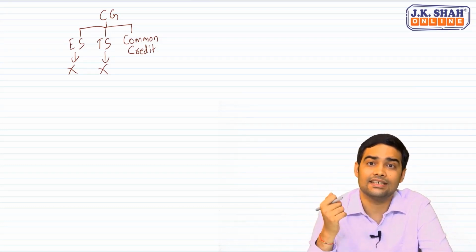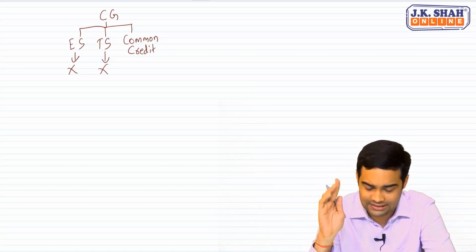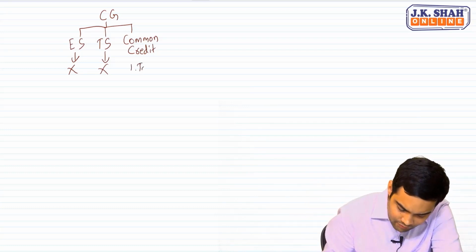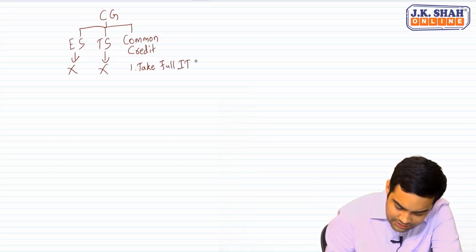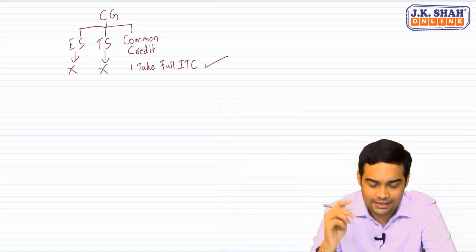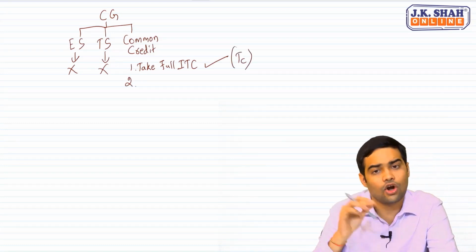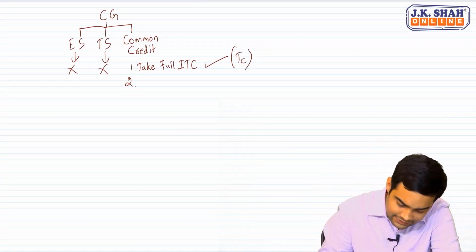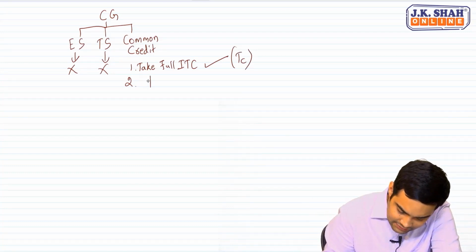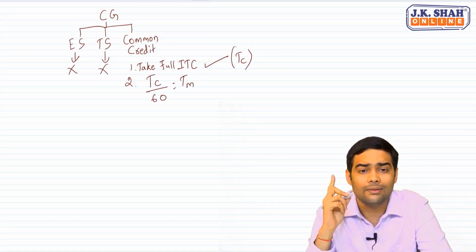In such cases, how much of ITC will you get? First, you can take full ITC in the month of purchase. Whenever you purchase it, you take full ITC in the month of purchase. Step 1. Step 2. This is called as TC, common credit. Then divided by 60. TC you divided by 60. This is called as TM. This is credit attributable to 1 month.